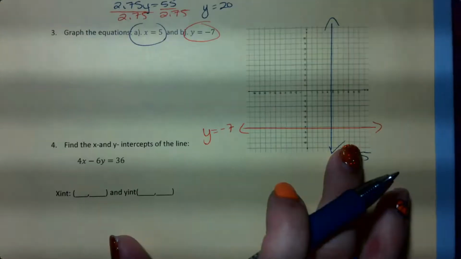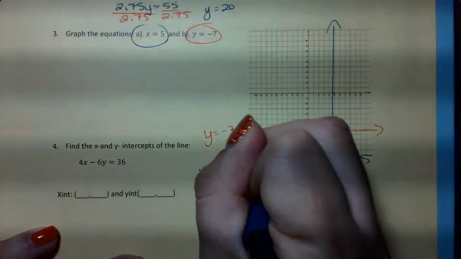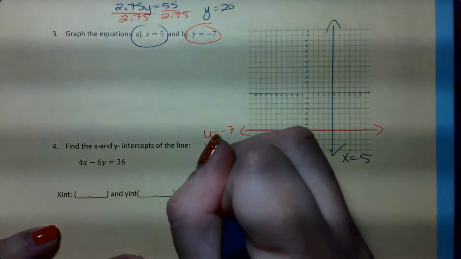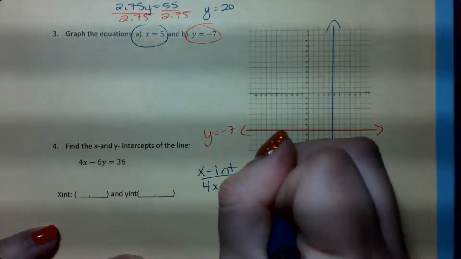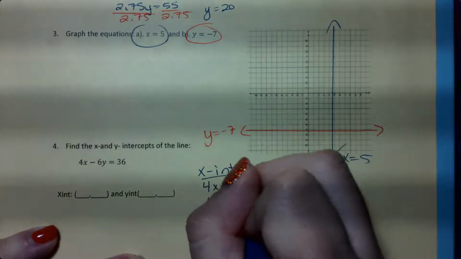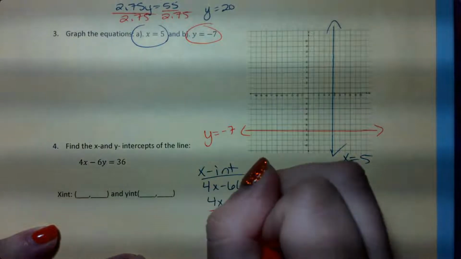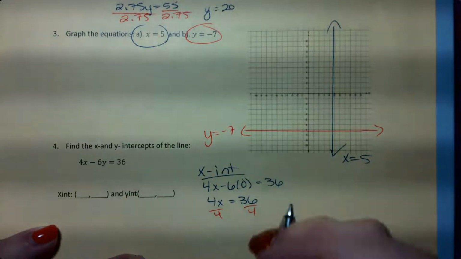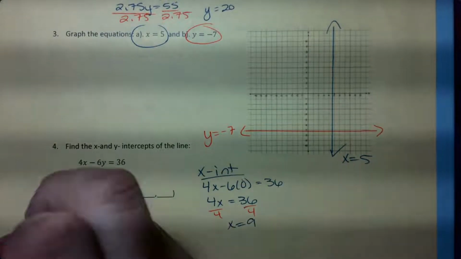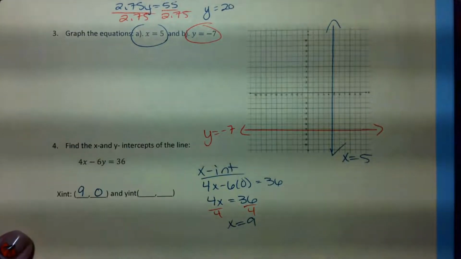Number 4 wants me to find the x and y intercepts of the line. So to find my x-intercept, I plug in 0 for the opposite letter. So I have 4x minus 6 times 0 equals 36. 6 times 0 is 0, so I have 4x equals 36. Then I want to go ahead and divide both sides by 4. I get x equals 9. So I plugged in 0 for y, and I got 9 out for x.